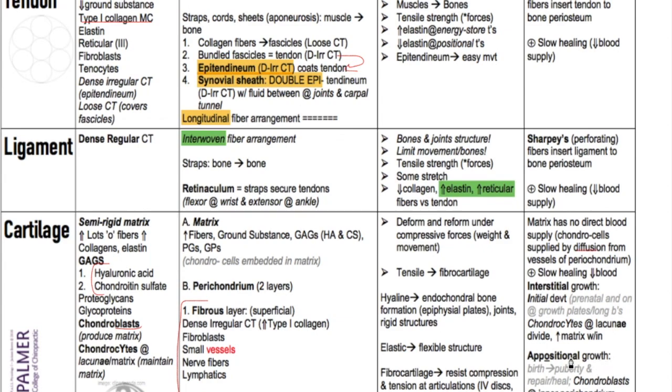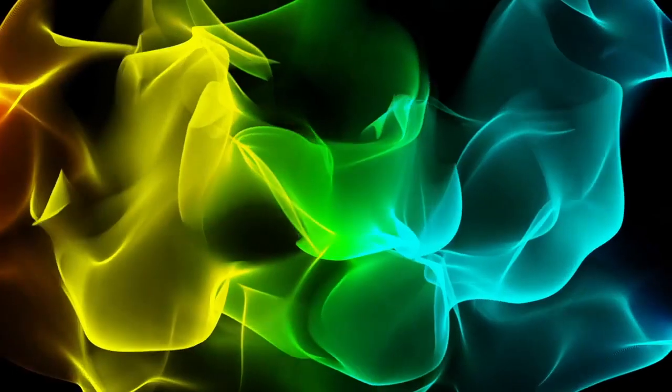So just kind of know, maybe for appositional, the word appositional, basically means outward, away from each other. And then interstitial is kind of more longitudinal, like you get taller, your arm gets longer. Okay, that's what interstitial is. So I'm putting these lines in here for you to kind of, maybe you want to do the same thing. Okay, so that concludes topic 2.